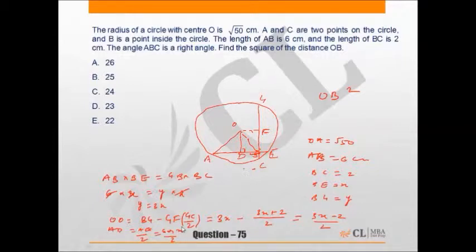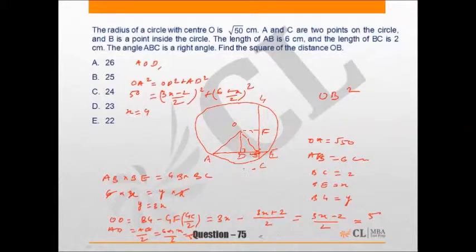Now using Pythagoras theorem in triangle AOD, we get OA square equals OD square plus AD square. OA square will be 50 as OA is root 50, and OD square will be thrice of X minus 2 upon 2 whole square plus AD square, 6 plus X by 2 whole square. From here we get X as 4. Therefore OD will be equal to 5, and AD will also be equal to 5.